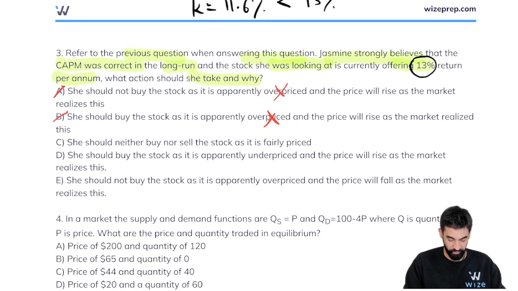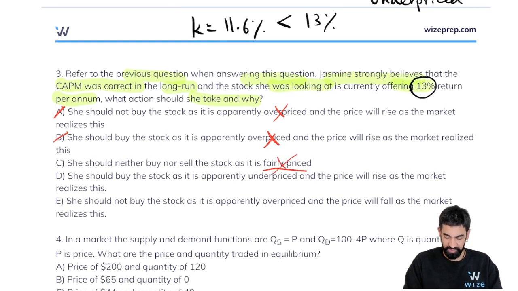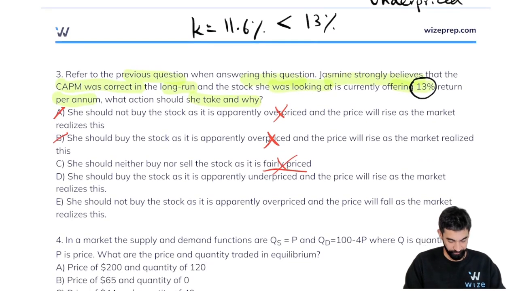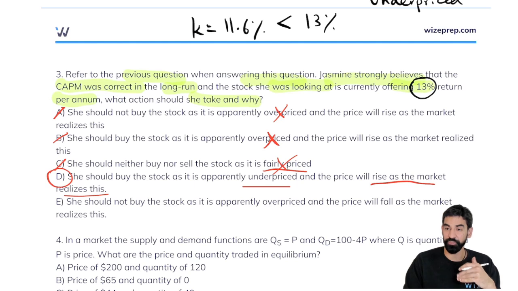She should neither buy nor sell because it's fairly priced. No, fairly priced would have been if it was 11.6 here. Then that means the K and the expected return of the stock, I is the individual stock, are the same. She should buy the stock as it's apparently underpriced, yeah, and the price will rise as the market realizes this. Right now, if it's at $100 and it should have been $105, eventually people are going to start catching on. They buy it, and then as everybody wants to buy more of it, the price goes up to 105 or whatever the correct price is.